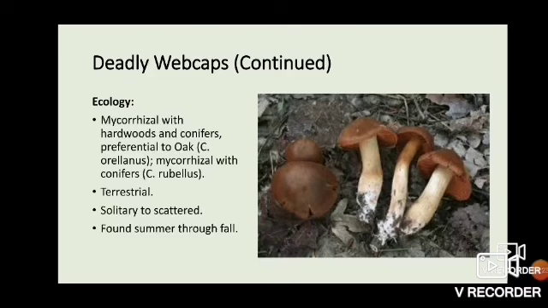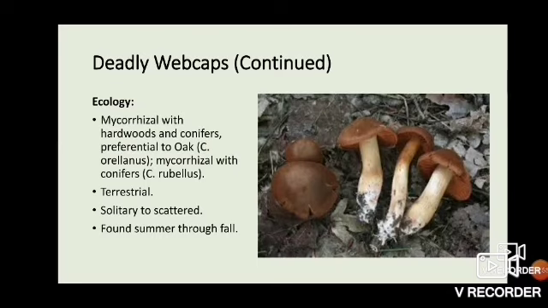So in terms of the ecology, these are mycorrhizal with hardwoods and conifers, preferential to oak with Cortinarius orellanus. So you could see it anywhere in the province, but down in the Qu'Appelle Valley is where you would most likely see this, because that's where bur oak is. And then these are mycorrhizal with conifers in Cortinarius rubellus. So again, more in the northern portions there where you have spruce and pine.